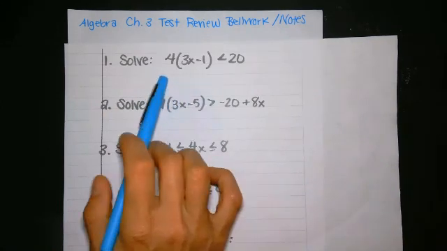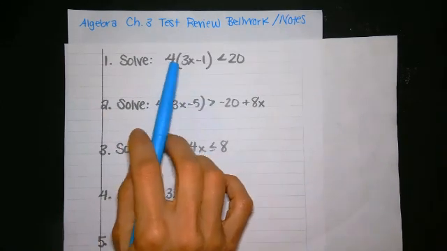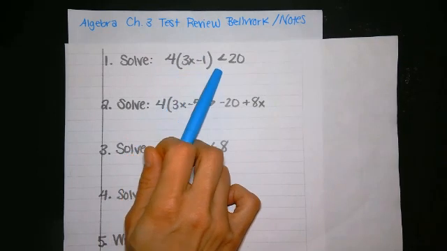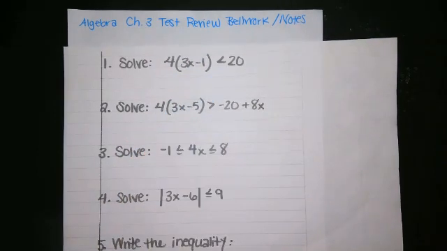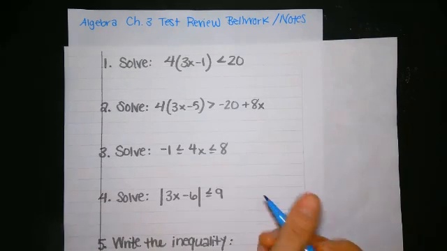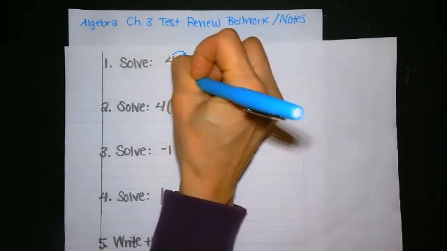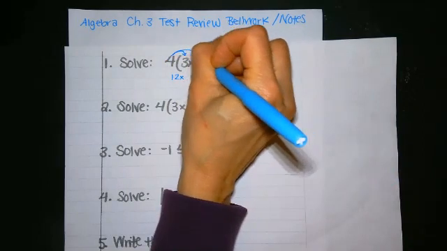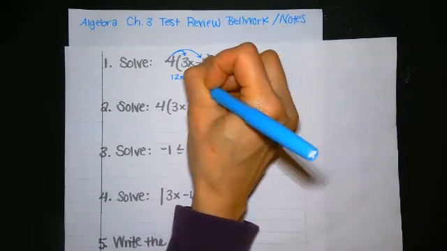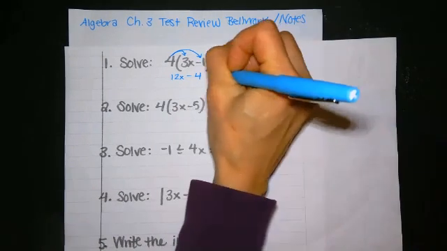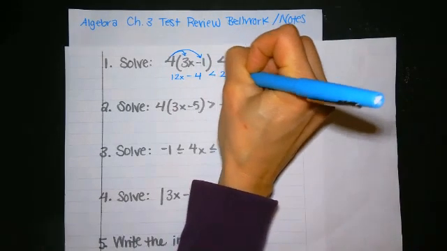So first inequality to practice on would be 4 times the quantity 3x minus 1 is less than 20. Okay, remember when we're trying to solve inequalities, we solve them like equations. So first thing we want to do is distribute. 4 times 3x is going to give us 12x. And then 4 times negative 1 is going to give us negative 4. We write that down as a minus sign. And we say now is less than 20.